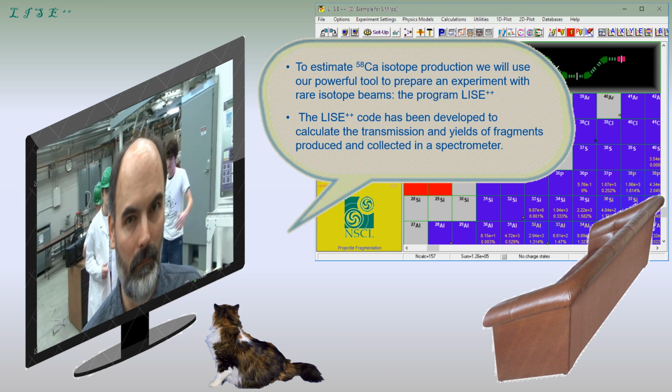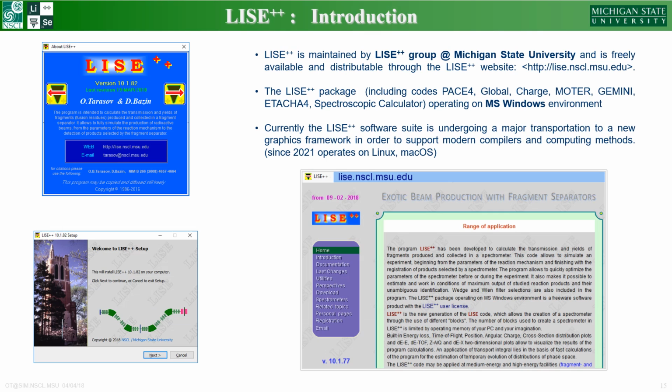To estimate 58 calcium isotope production, we will use our powerful tool to prepare an experiment with rare isotope beams, the program LISE++. The code has been developed to calculate the transmission and yields of fragments produced and collected in a spectrometer. Here's an introduction to our LISE++ package, which is maintained by the LISE++ group at Michigan State University and is freely available through the LISE site.